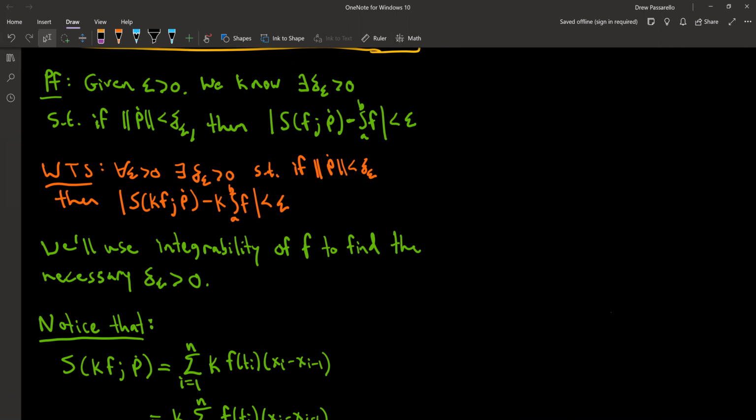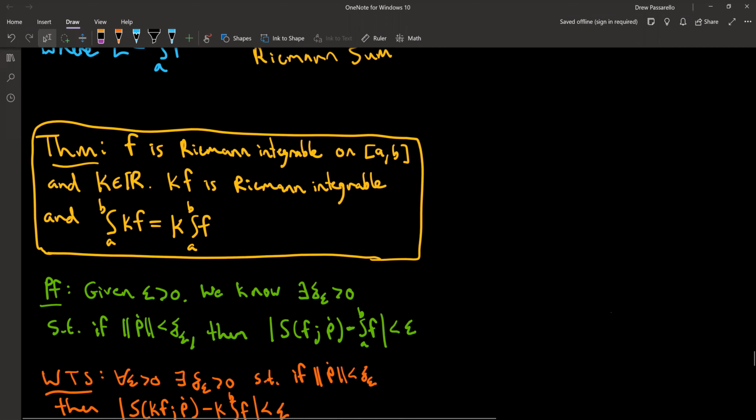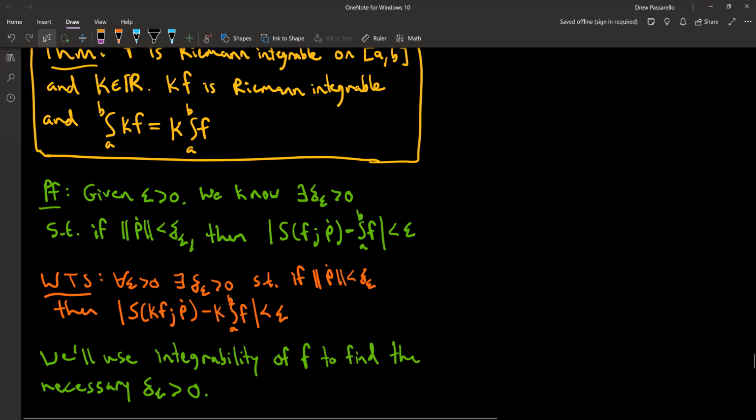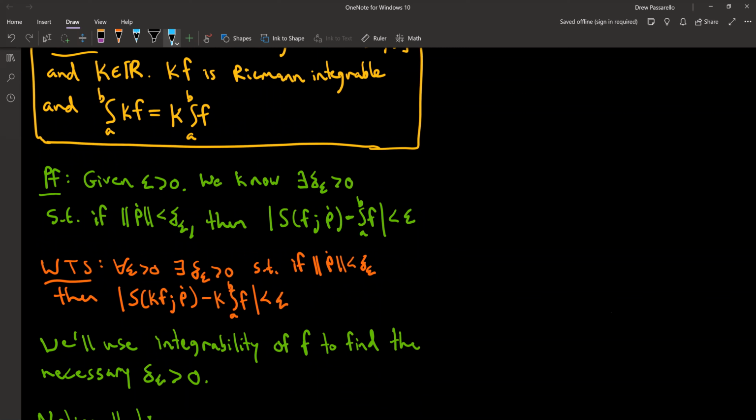so given epsilon, we know there exists a delta so that if the norm of any tagged partition P is less than delta, then the absolute value of the difference of the Riemann sum S(f, P) minus the definite integral from a to b of f is less than epsilon. We know that because we are assuming that f is Riemann integrable. So that's just based on knowing that f is Riemann integrable.